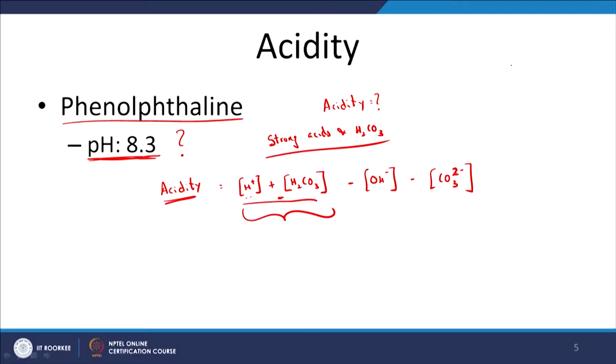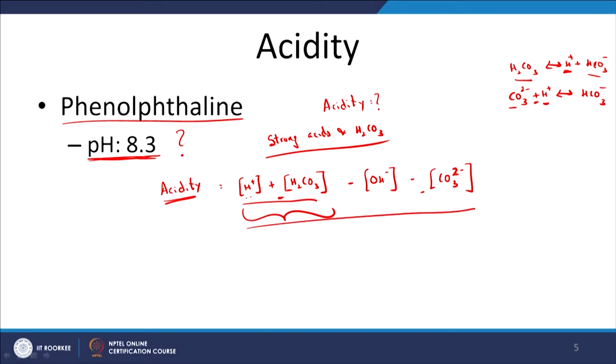of view. Same case here with respect to H2CO3, because H2CO3 can only give out 1 proton before transforming into HCO3 minus, which is our reference, right? Or CO3 2 minus can only take 1 proton before transforming into HCO3 minus, which is our reference. So this is where our coefficients come from: 1 H plus for H2CO3 because it can donate 1, and -1 here because CO3 2 minus can take 1 H plus. So that's the relevant equation here: H plus plus H2CO3 minus OH minus minus CO3 2 minus.